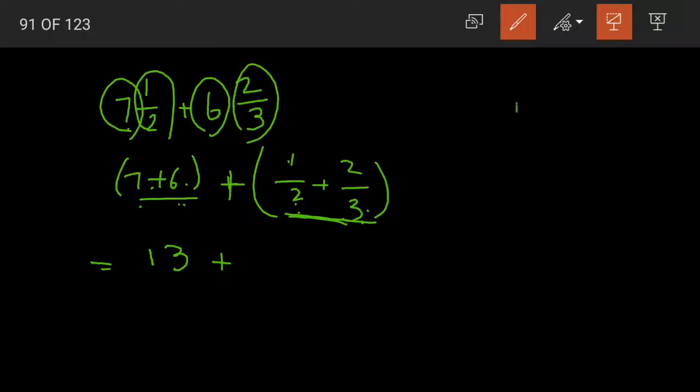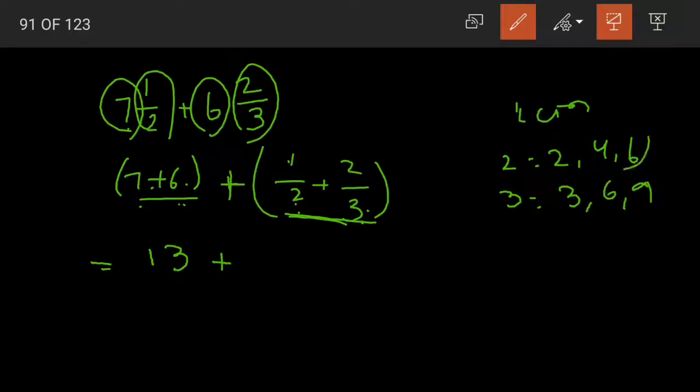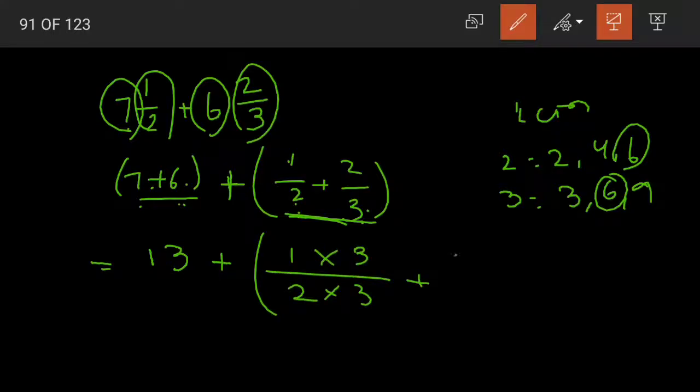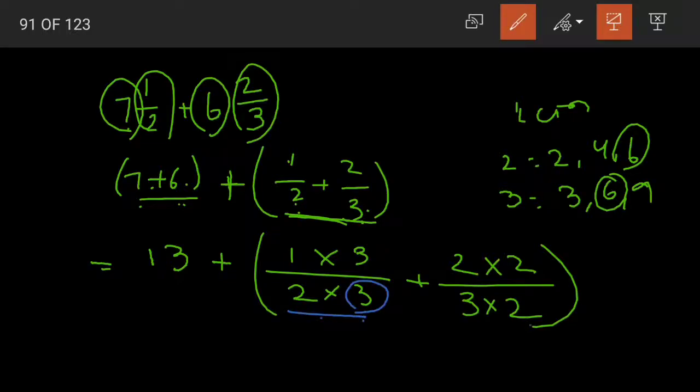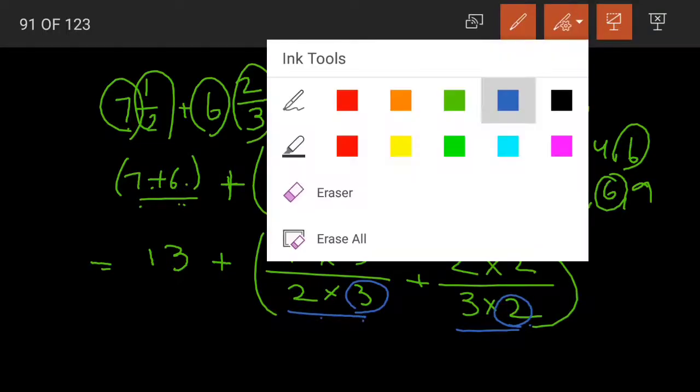Again we have to take the LCM. The multiples of 2 are 2, 4 and 6. The multiples of 3 are 3, 6 and 9. The LCM is 6 here. So 1 into 3 by 2 into 3 plus 2 into 2 by 3 into 2. Why am I multiplying with 3 here? Because 2 3s are 6 and here 3 2s are 6.